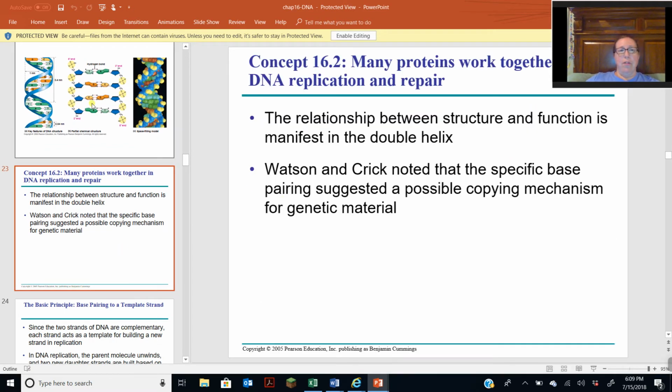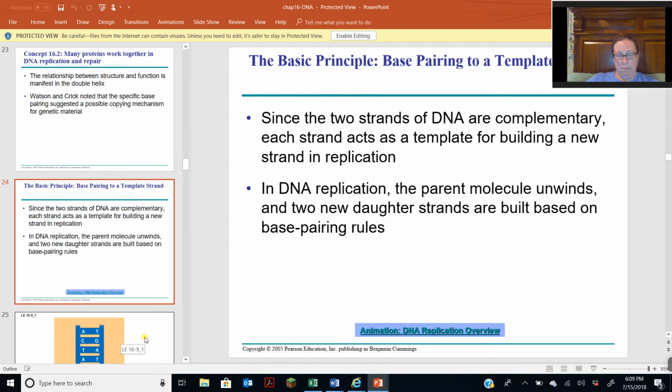And there are lots of different proteins involved in this. We're trying to make it as simple as possible, but as you know, it is anything but a simplistic process. So these are called complementary, right? They complement each other, and each one of them can act as a template for building a new strand in replication. So this is just the first part that we get into, which is how DNA replicates.